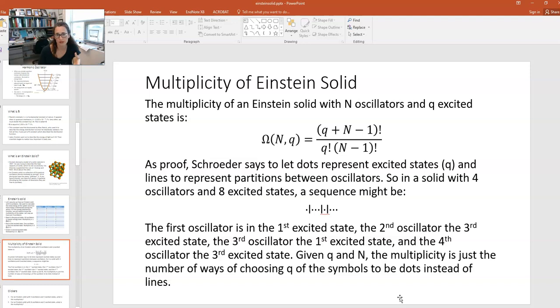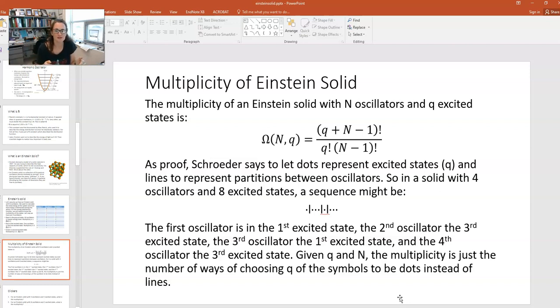Now, we use Schroeder's Thermal Physics for our thermodynamics course, okay? The proof as laid out in that text I think is pretty intuitive for this function, okay? So what Schroeder says in that text is, okay, let's represent the excited states, the Q, as little dots. And then what we're going to do is put all the dots down for the total number of excited states that we have. And then we're going to put lines in between those dots to divvy them up, right, in terms of how many oscillators it's divvied up into.